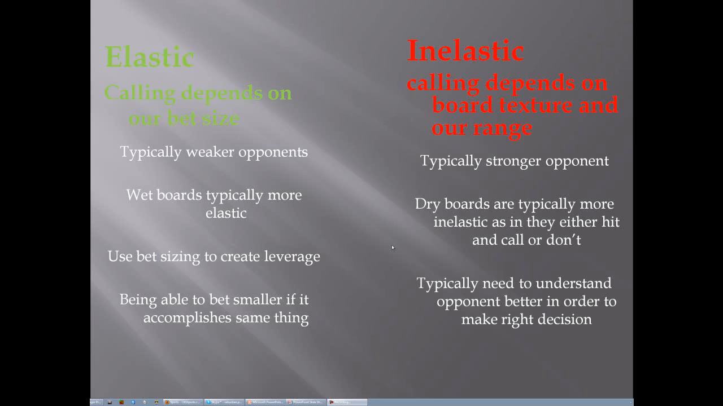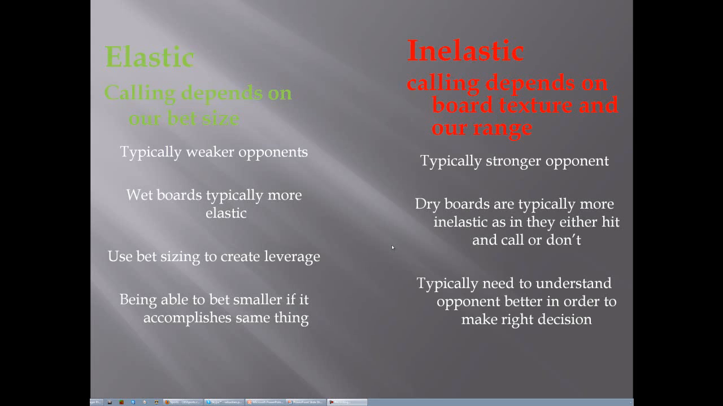overcards and it's a wet board, but they know that so many bad cards are going to come for them on the turn that are going to help our hand. So, straight cards are going to come, flush cards are going to come, more overcards are going to come. So that's why wet boards are typically more elastic when it comes to calling.